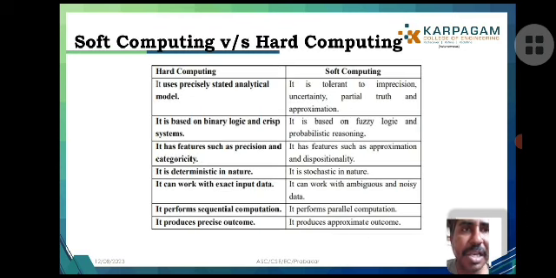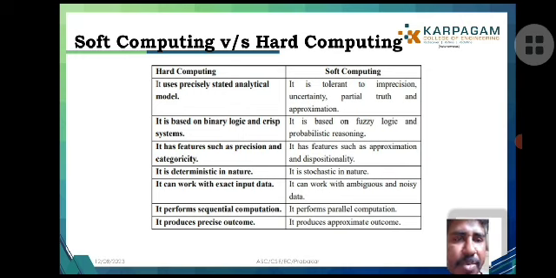This slide differentiates between soft computing and hard computing. Basically, hard computing uses a precisely stated analytical model, and soft computing is tolerant to imprecision, uncertainty, partial truth and approximation. Hard computing is based on binary logic and crisp systems, whereas soft computing is based on fuzzy logic and probabilistic reasoning. Hard computing has features such as precision and categoricity. Soft computing has features such as approximation and dispositionality. Hard computing is deterministic in nature, while soft computing is stochastic in nature. Hard computing works with exact input data, while soft computing can work with ambiguous and noisy data.